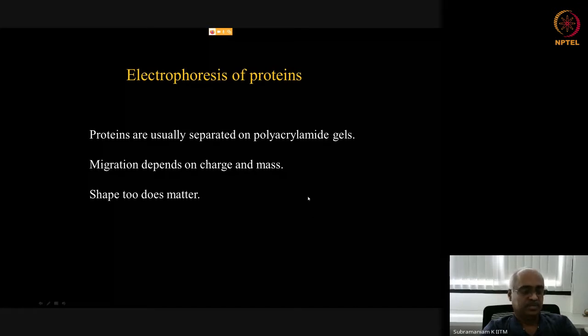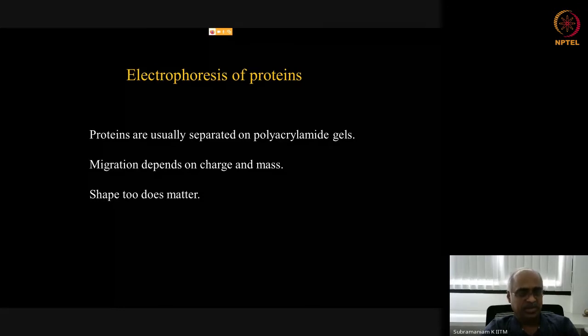And shape also matters because the pore size is going to have a certain diameter, and if you have a long fiber kind of thing with a low diameter, then that can migrate, while a shorter, globular protein with a bigger diameter is not going to migrate. So shape does matter, but we do a modification to the protein shape such that in the most commonly used version of polyacrylamide gel, what matters is the charge by mass ratio. That is, for unit mass, how much charge is present. So that is what is going to determine migration.